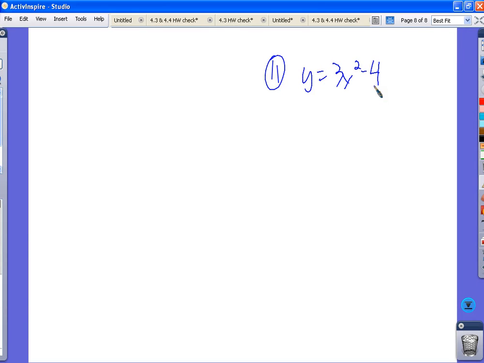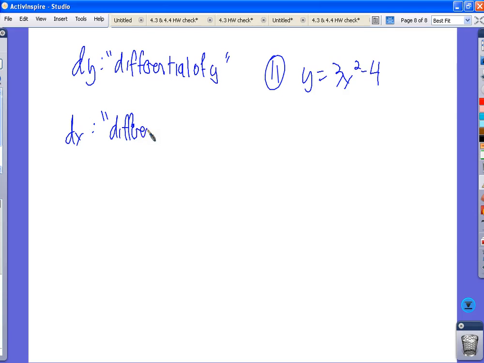Okay. The short story is differentials are super easy to find. By the way, dy is what we call the differential of y. dx is what we call the differential of x. Just some vocab. So one way to think of that, the meaning of that, is the really tiny change in y and the really tiny change in x.